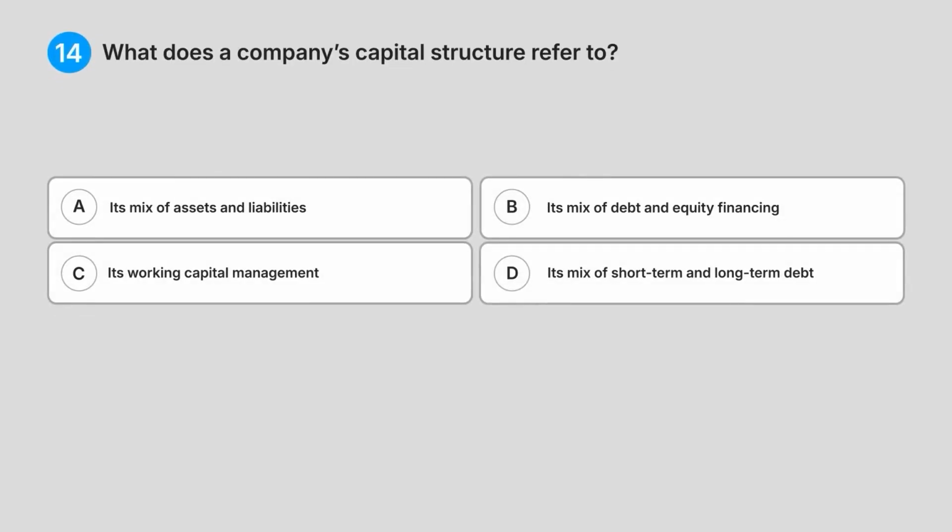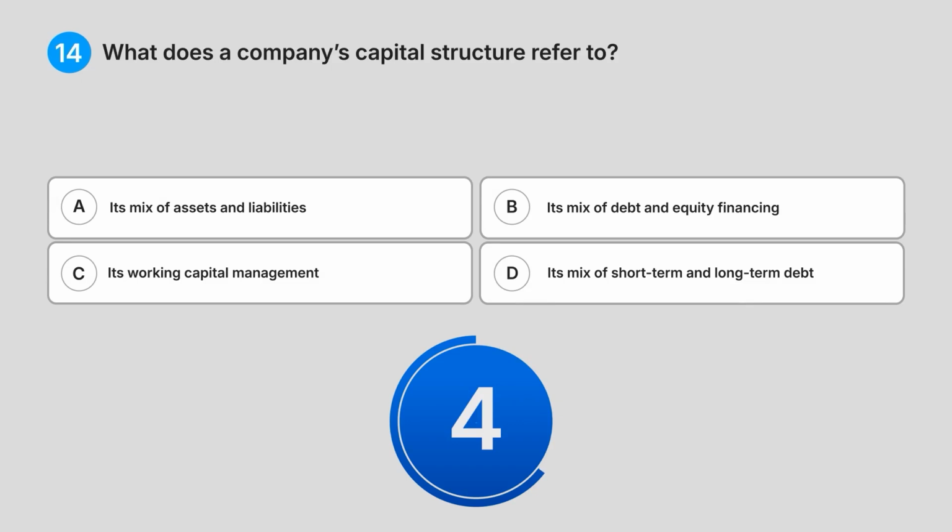14. What does a company's capital structure refer to? A. Its mix of assets and liabilities. B. Its mix of debt and equity financing. C. Its working capital management. D. Its mix of short-term and long-term debt. What do you think is the answer?